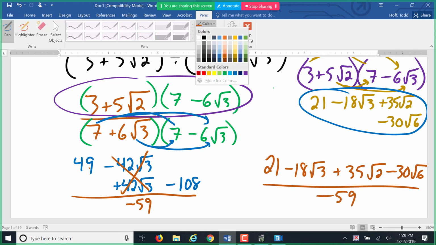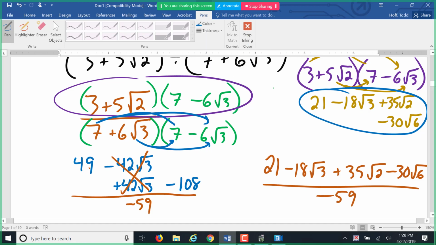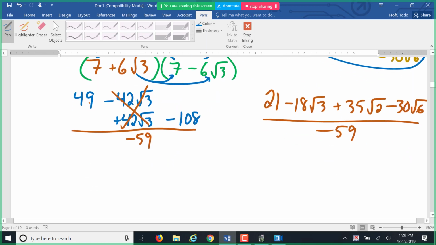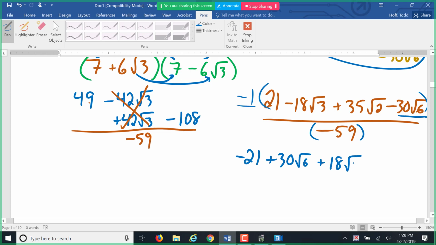Now again, my math lab's probably going to ask you to do some things, like maybe eliminate that negative, so you'd multiply the top and bottom by negative 1. It might also ask you to put the radicals in a certain order with the highest object first. So the negative 21 would still be first. This is going to become positive 30 root 6 because we multiplied by the negative 1. Then it'd be a positive 18 root 3, then a negative 35 root 2, going from largest index of the root to the smallest over 59.